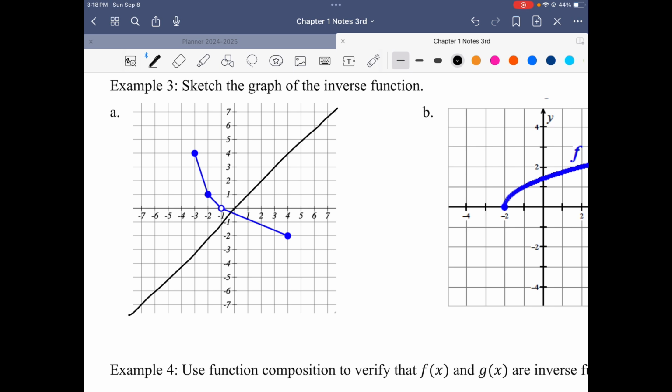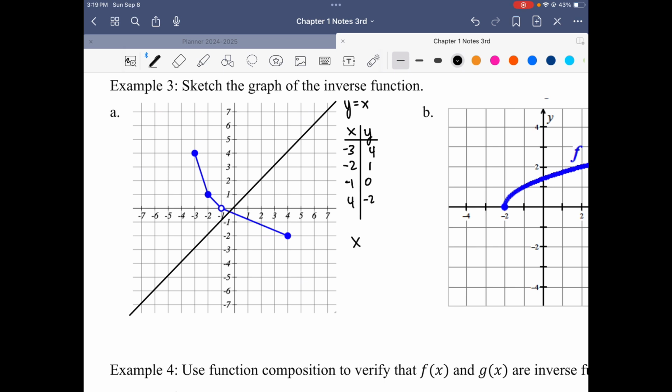When it comes to a graphical definition, there's kind of 2 ways to think about this. You can think about the reflection across the line y equals x. However, because it's a diagonal, sometimes it's a little bit easier to do it in table format. So I would create a table of your ordered pairs. So we have a point at negative 3, 4, a point at negative 2, 1, a point at negative 1, 0, and a point at 4, negative 2.